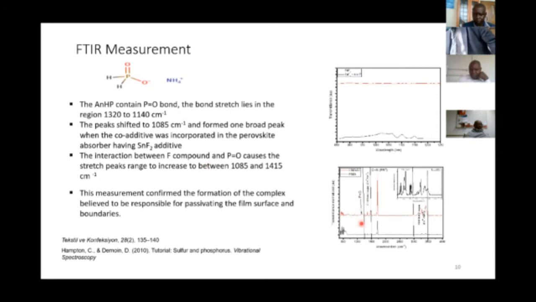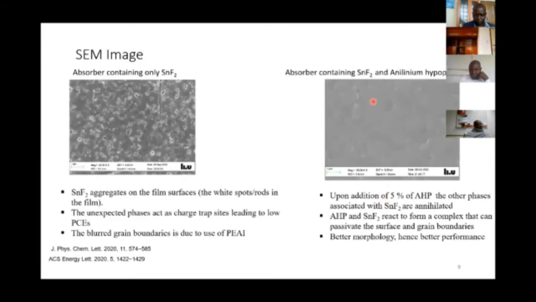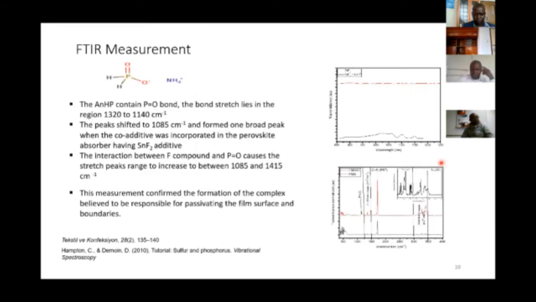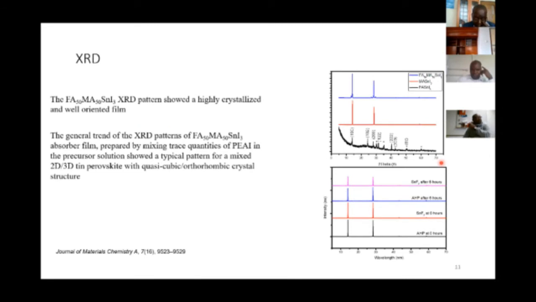Now, that tin fluoride complex forms, and even after annealing, that complex is still left in the film, and that is why maybe we have some very compact film like that. Then we went to the XRD measurement. In the XRD measurement, we find that our film here is very crystalline.